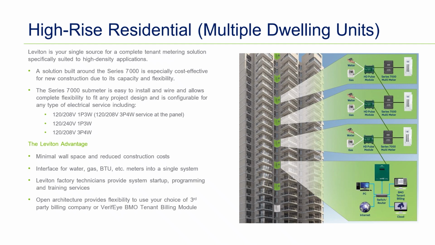There are a variety of advantages to the Leviton Series 7000 solution: minimal wall space and reduced construction costs. Interface for water, gas, BTU, etc. meters into a single system. Leviton factory technicians provide system startup, programming, and training services. Open architecture provides flexibility to use your choice of third-party billing providers or the BMO tenant billing module.